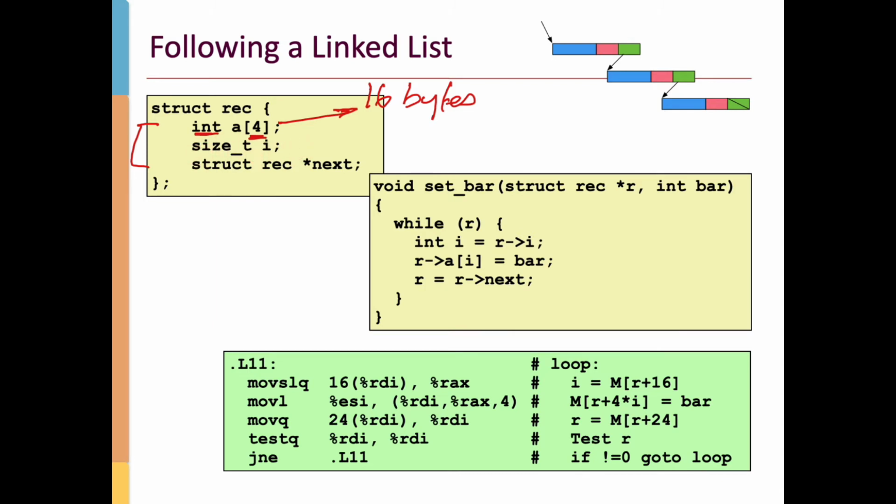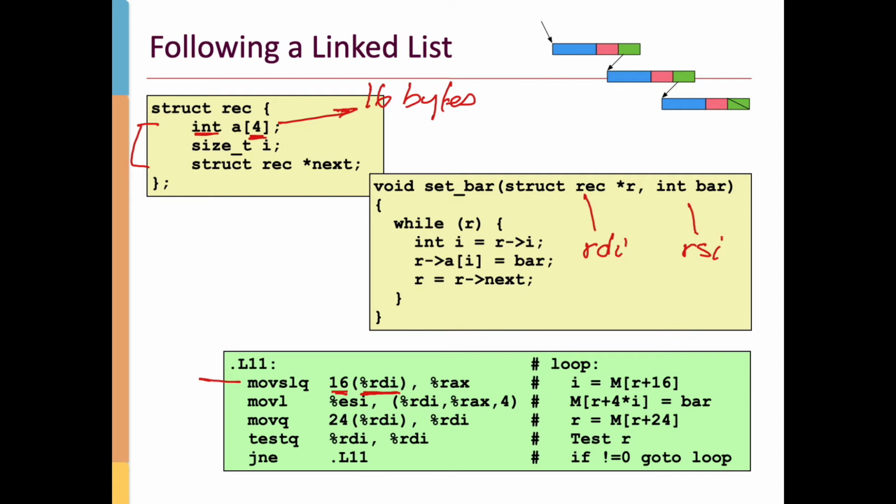So the first thing that's happening here in the assembly language is that we've got a move instruction that goes 16 bytes beyond the value of RDI. And as we're familiar with already, the first parameter to the function is going to be stored in RDI, the second parameter in RSI.